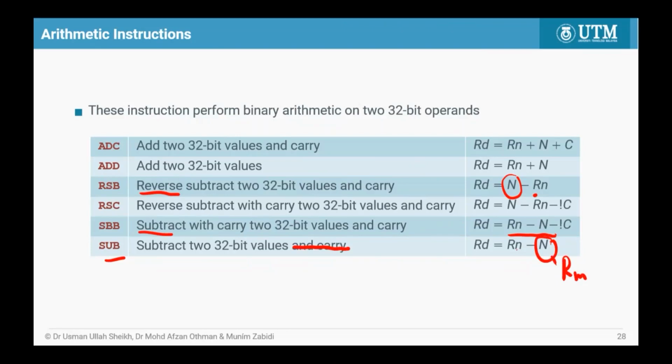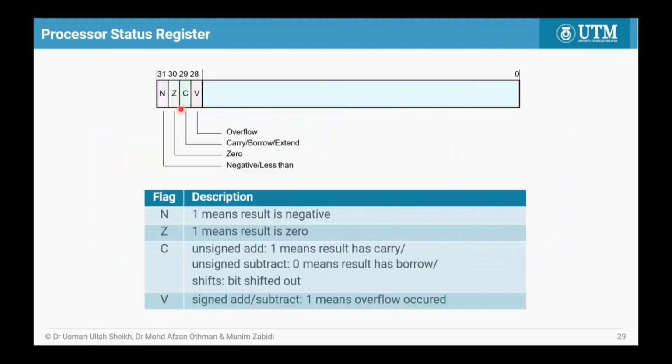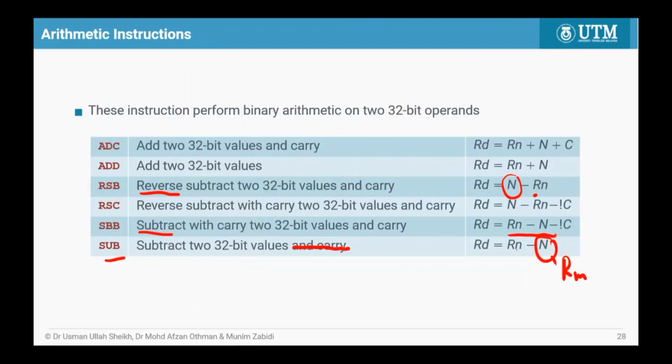Every time you do these arithmetic instructions, your status register will be updated accordingly if you put the suffix S. So if you do ADC and ADCS, what are the differences?